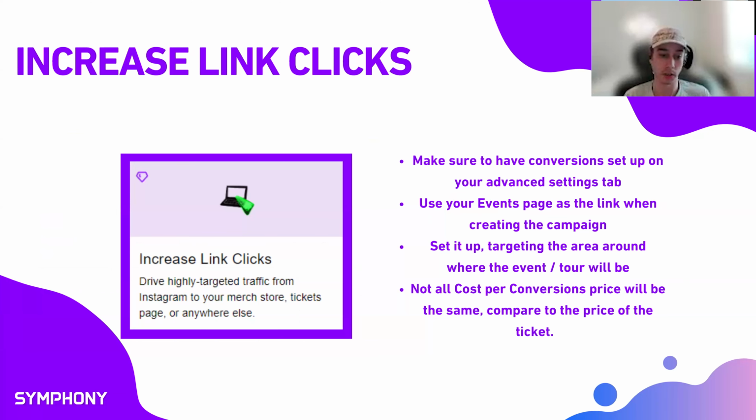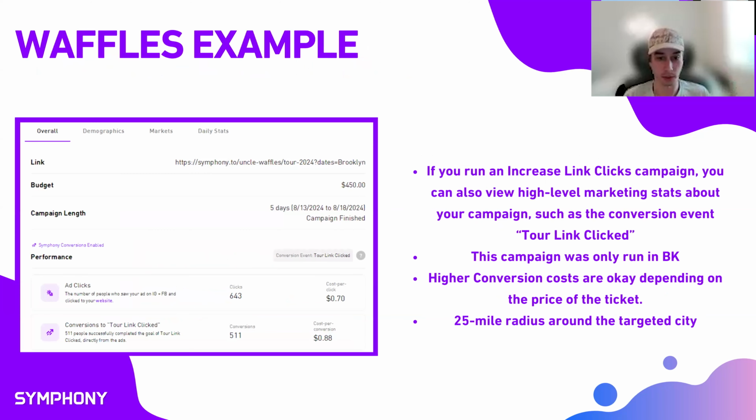You have everything tracked, so you can see not only how many people clicked on your ad, but how many people clicked on an event link within your tour page. And if you go to the next slide, you will see an example of what you'll see with this exact same setup that I just explained. This is an increased link clicks campaign. The link being used is a tour page, and this one specifically is only for Brooklyn. We only wanted to target Brooklyn, and with the way this is set up, the conversion event is tour link click. So you'll see cost per click and cost per conversion there.